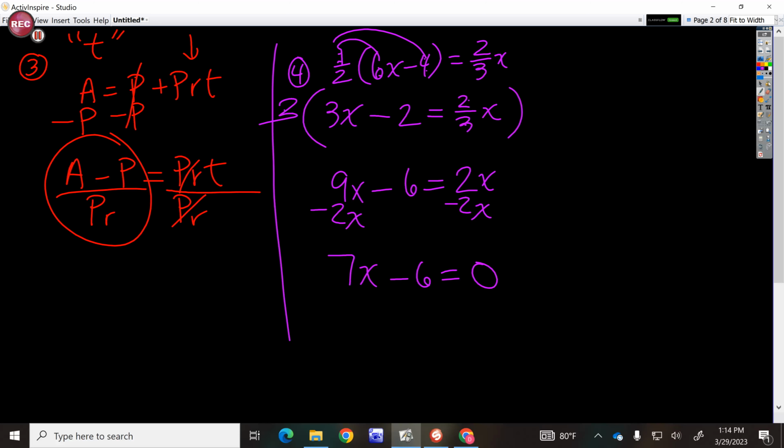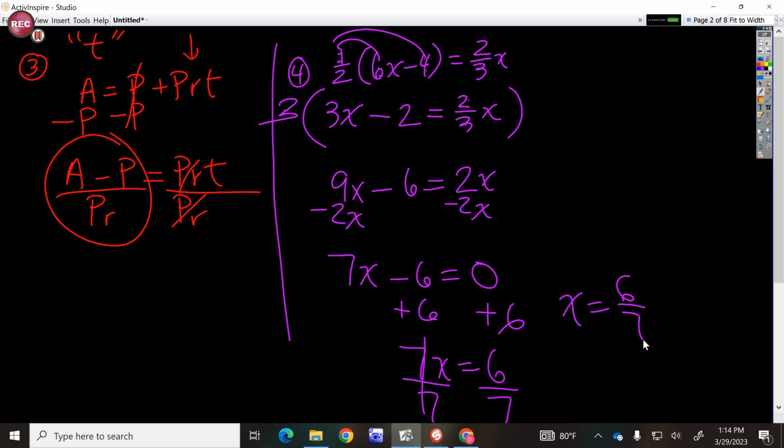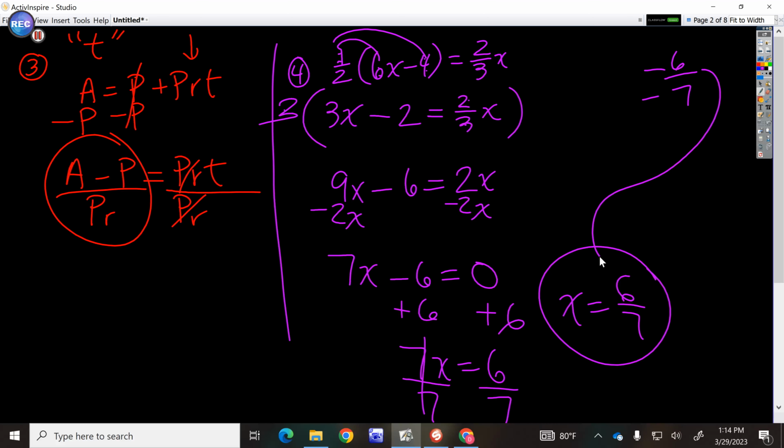Now it's a two-step equation like all the others. What are the 2 steps? Add 6 and then divide by what? By 7. Now that gives us x equals positive 6 over 7. Same answer as backwards if you would have subtracted 9x, but you would have had to change the negative over the negative to be the same positive answer. So far so good? Any questions on that? So I can move on to number 5?